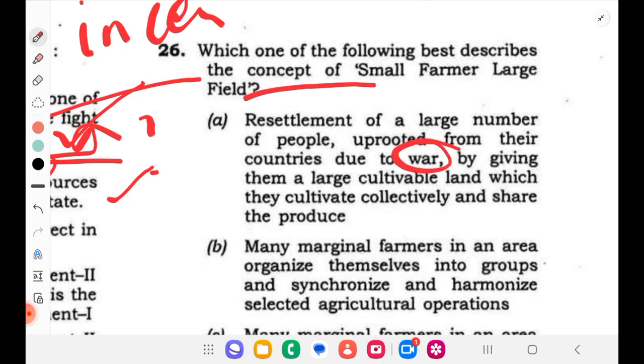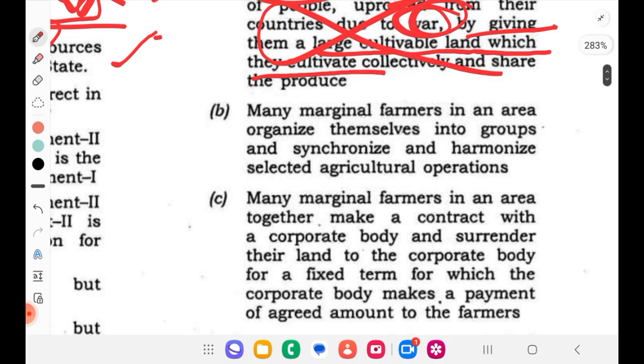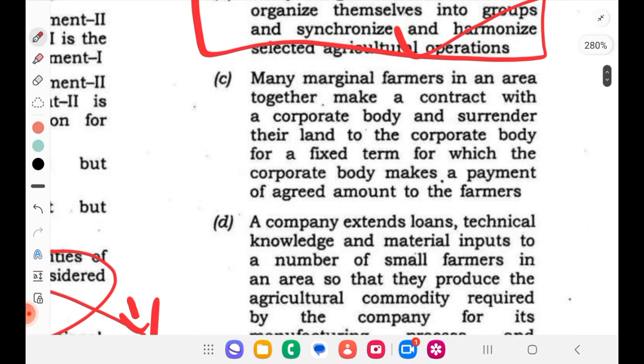So it is like resettlement, it seems, by giving them a large cultivable land which they cultivate collectively and share produce. So this is not the thing we are talking about, war, resettlement, no. So B, many marginal farmers in an area organize themselves into groups and synchronize and harmonize settled agricultural operations. This is what we are talking about. Still, we'll see other options. If it is more suitable, we have to go with that option, right?